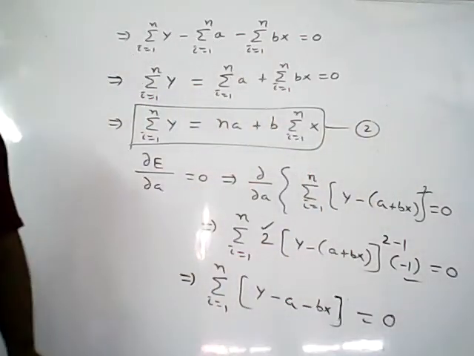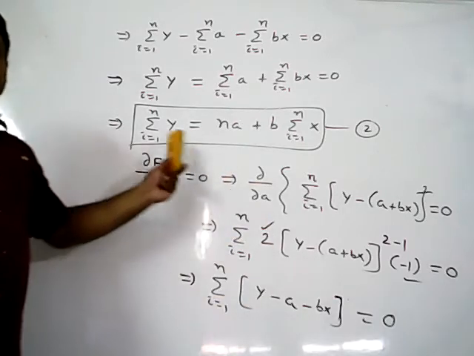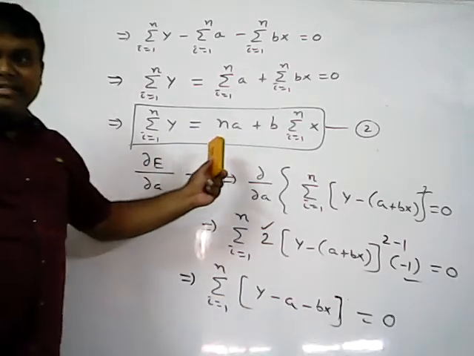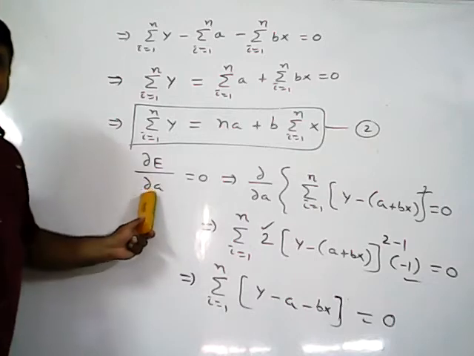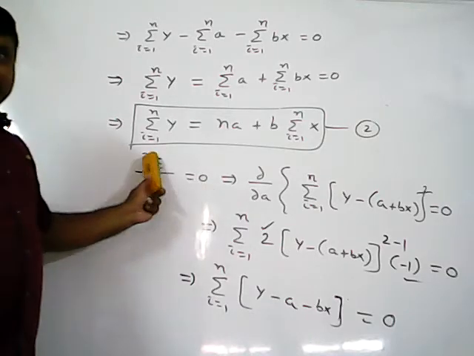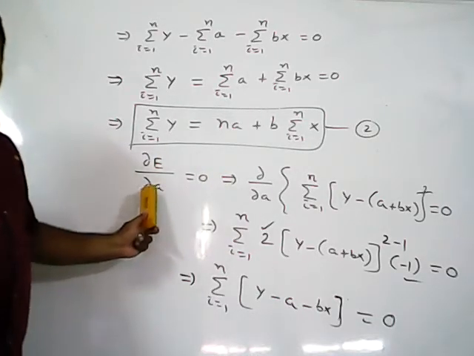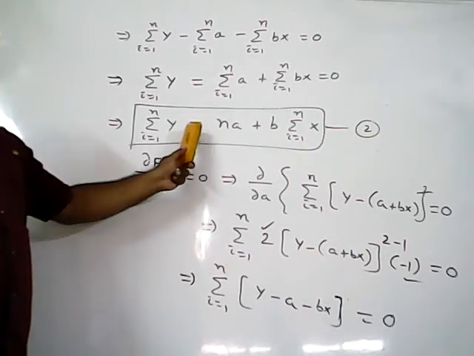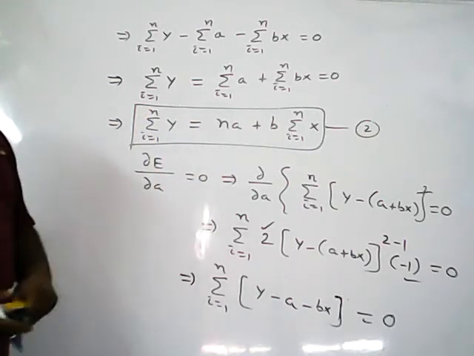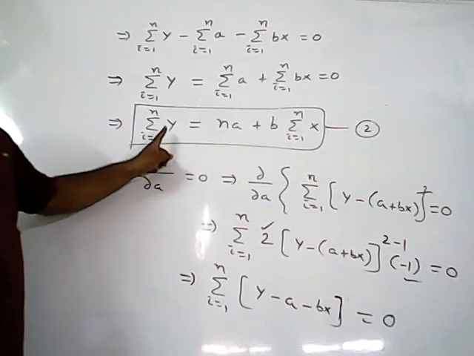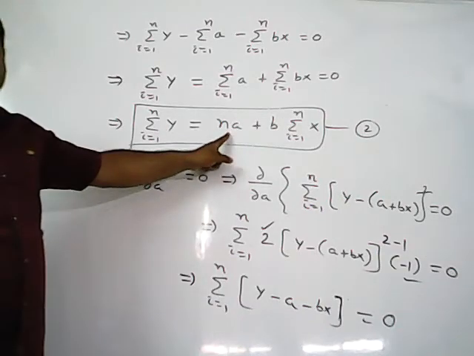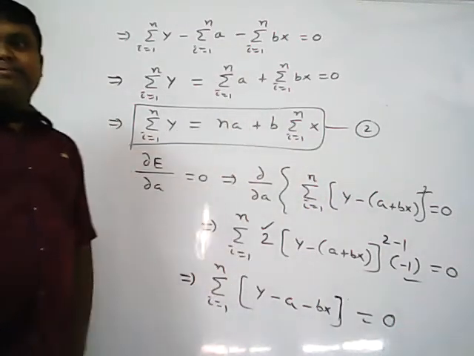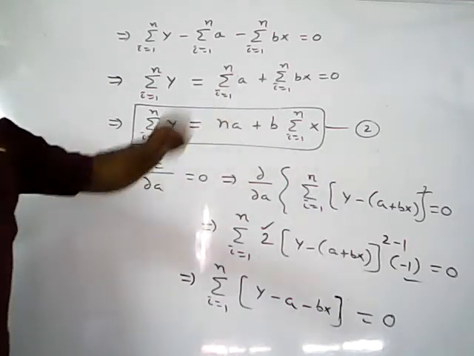Already y equal to a plus bx is equation number 1, so this is equation number 2. How are we getting this equation number 2? We are considering dou e by dou a equivalent to 0. We are substituting e, and with partial differentiation with respect to a, we automatically get this equation. So what is the first normal equation of a straight line? Summation y equal to na plus b summation x.